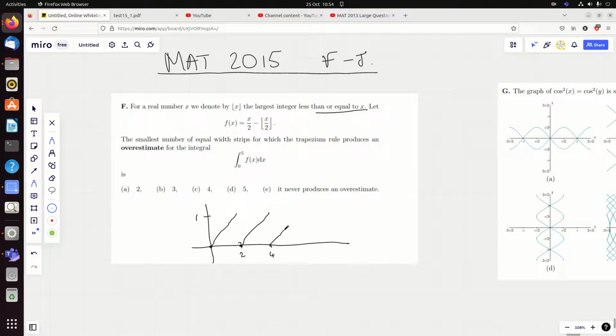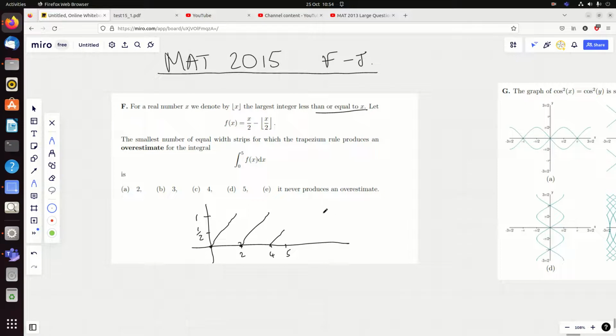And then from 4 to 5, you're going to get halfway up there, aren't you? And so when x is 5, look at it, you can see it. 5 divided by 2 is 2.5. Take away the integer part, you've got a half. Okay, so that's what the graph's actually going to look like.